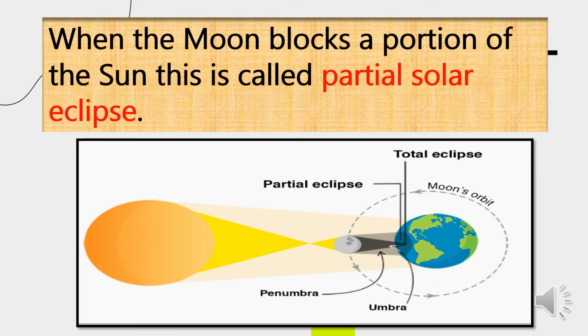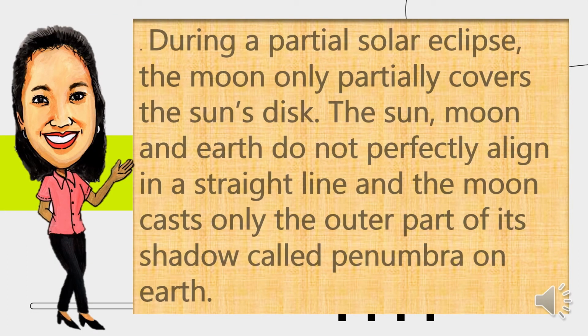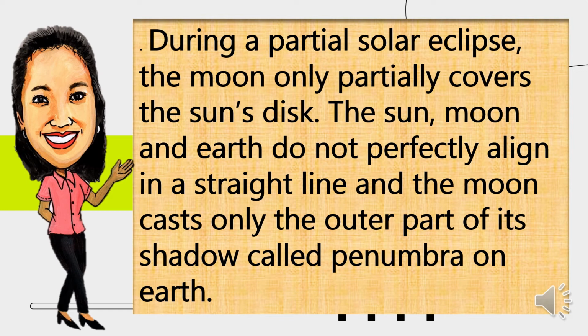When the moon blocks a portion of the sun, this is called partial solar eclipse. During a partial solar eclipse, the moon only partially covers the sun's disk. The sun, moon, and earth do not perfectly align in a straight line, and the moon casts only the outer part of its shadow, called penumbra, on earth.